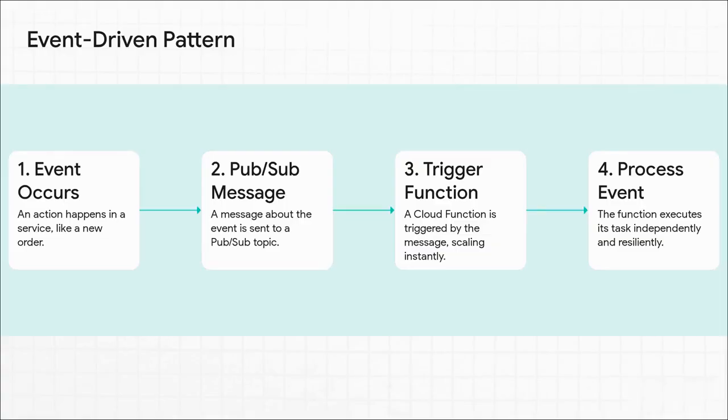And here's how it works, which is really cool. Instead of Service A calling Service B directly, Service A just fires off a message, an event, into a messaging backbone like PubSub. Then, a tiny serverless cloud function can listen for that message and do its job completely on its own. Now, if that function fails for some reason, no big deal. The message is still safe in PubSub, and it can just try again later. Nothing breaks. It's incredibly scalable and fault-tolerant by design.